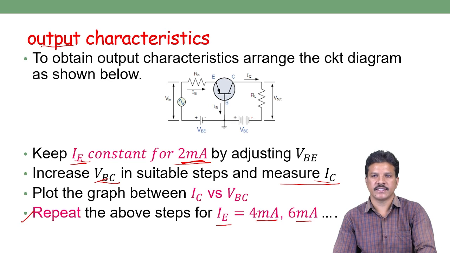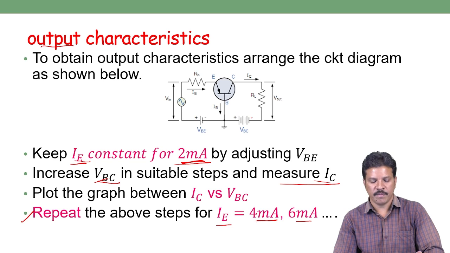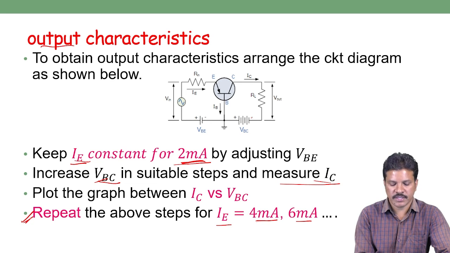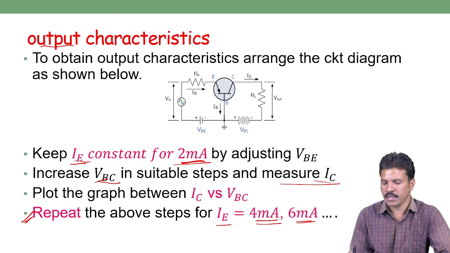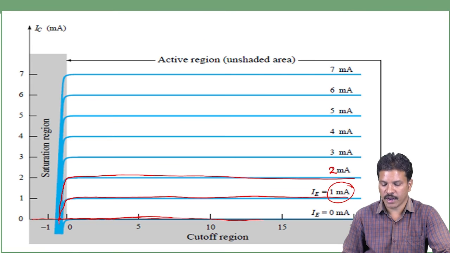Keep the input current constant at 2 milliampere by adjusting the input voltage, and now measure the output voltage VBC and IC by varying the output battery. Note down these VBC and IC values in suitable steps and plot the graph between these two. Repeat this process for 4 milli, 6 milli, likewise in suitable steps, and see the resultant graph like this.